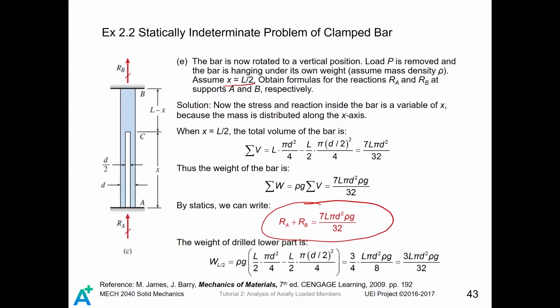As we know, when x equals L over 2, this part is solid. For the material below this level, it is drilled, it is hollow. And for the material above it, it is solid. The weight of the drilled lower part can be calculated in this way, and the result is 3L pi d squared rho g divided by 32.